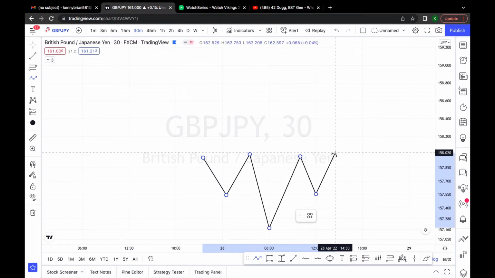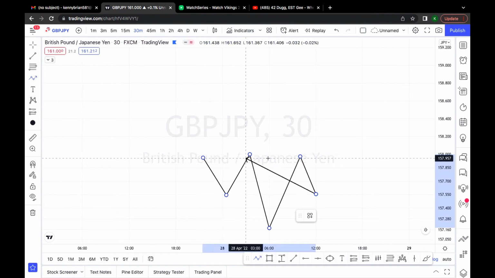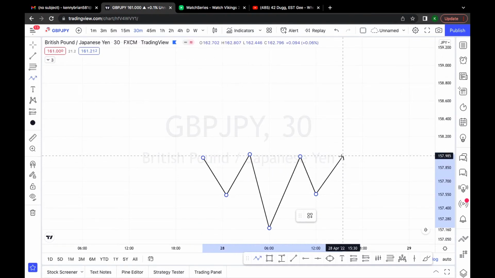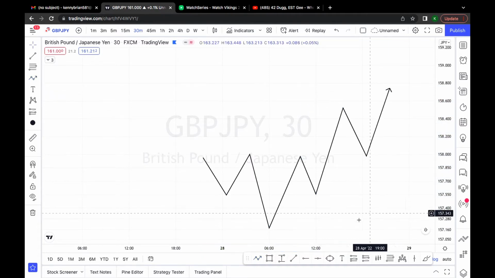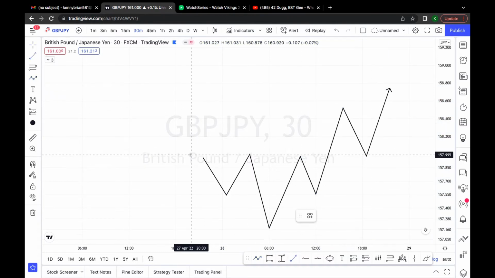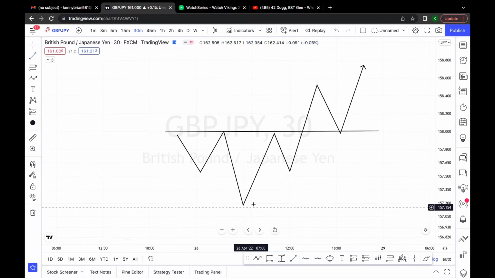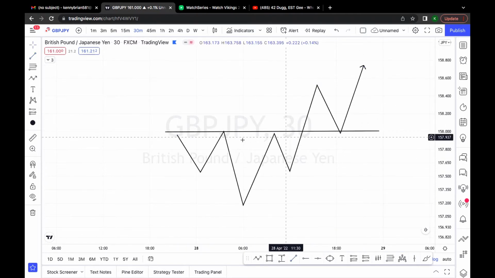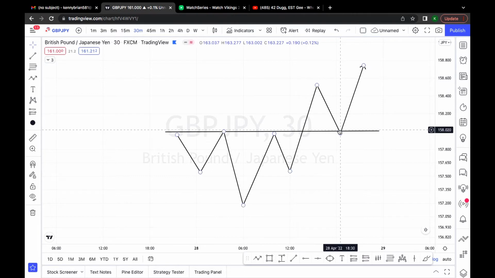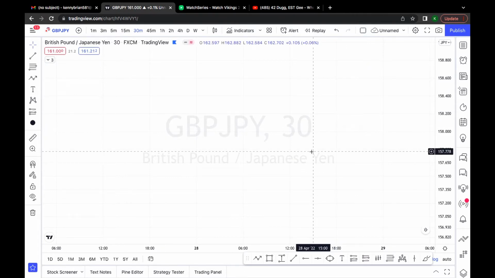So what we do here is wait for the market to break the neckline. The neckline is here, by the way. Let me show you. This is the head, this is the right shoulder, the left shoulder, this is the neckline. So this is what you do. You have to wait for the market to break the neckline, then wait for it to come back to retest, then you buy with the trend. So let me show you an example.